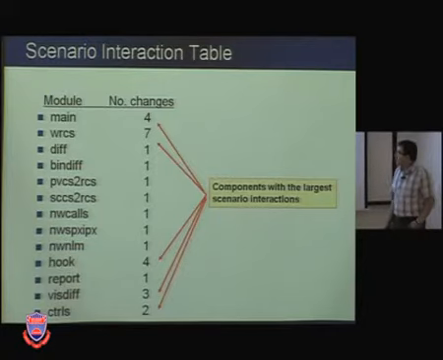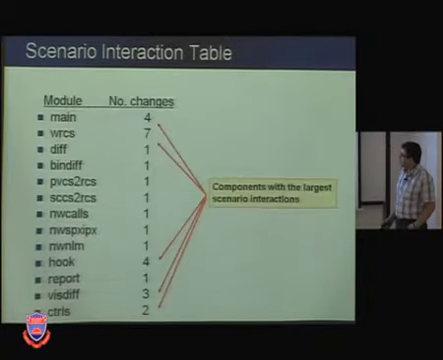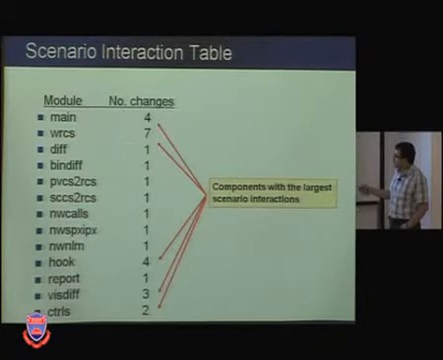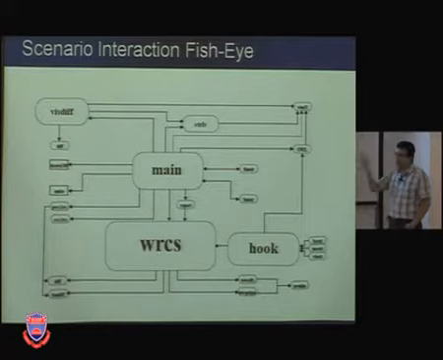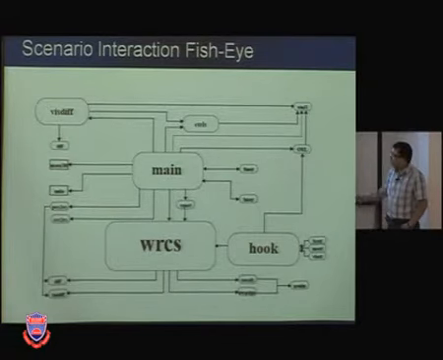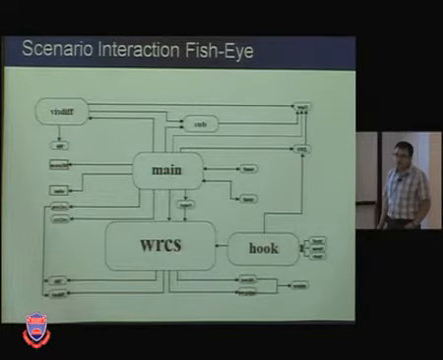Okay? We could represent this also in a fisheye view. Here WRCS is the largest, so therefore its size is also larger. It's just for visual purposes, it provides a more visual representation. Here we see directly which are the most sensitive components.